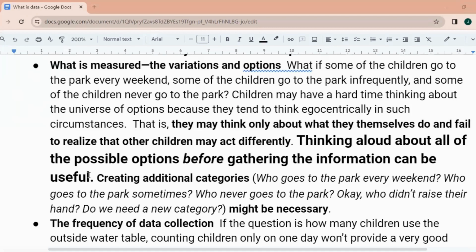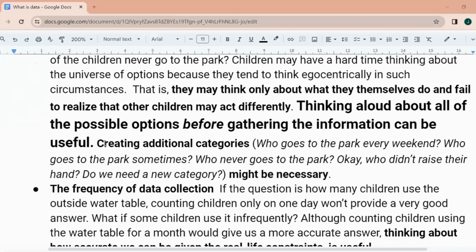Who goes to the park every weekend? Who goes to the park sometimes? Who never goes to the park? And so on. The next one is frequency of data collection.